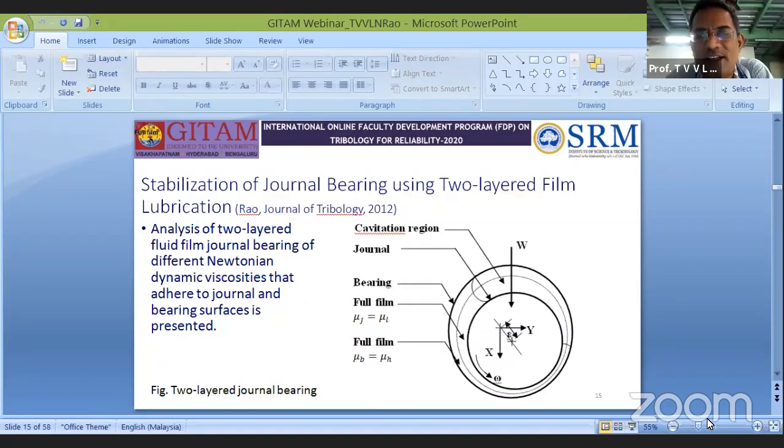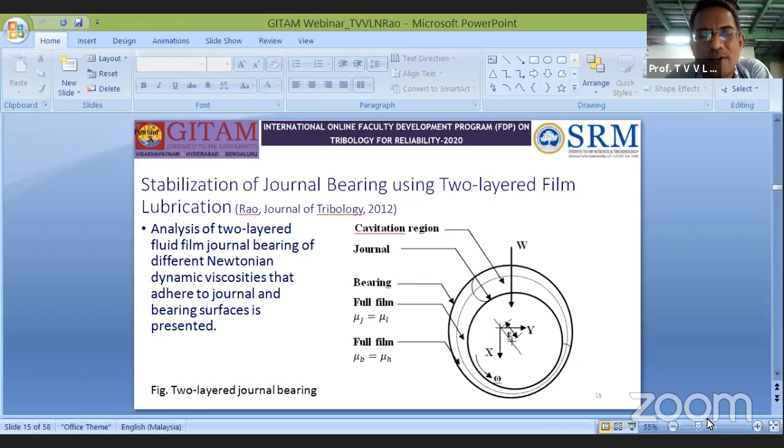Now, I'm again specifically mentioning that I worked on the stabilization, or more specifically the dynamic characteristics of these bearings. But the static characteristics was published by a professor from the US, Professor Andras Zeri. He has published a paper on the static characteristics of the two-layer bearings.